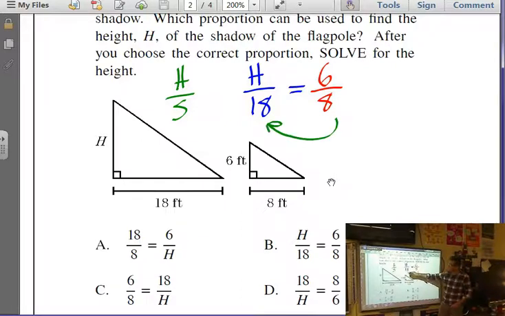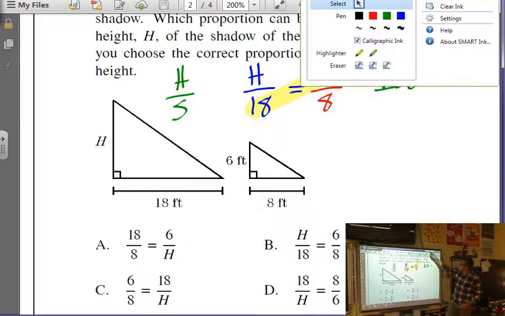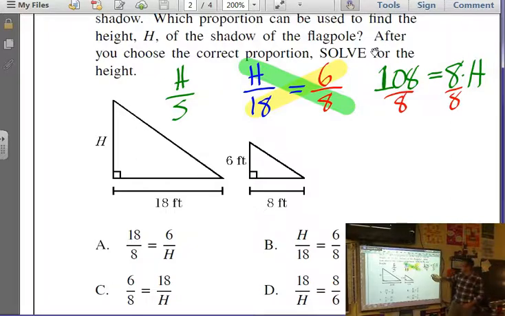So going from 8 to 18, kind of difficult. None of this really seems to work out very nicely. Let's cross multiply. 18 times 6, just to make sure I get this right, that is 108. 8 times h just gives me 8h. And then how do we get this h by itself? We're going to want to divide by that 8 to get rid of it. And this gives me that h is equal.